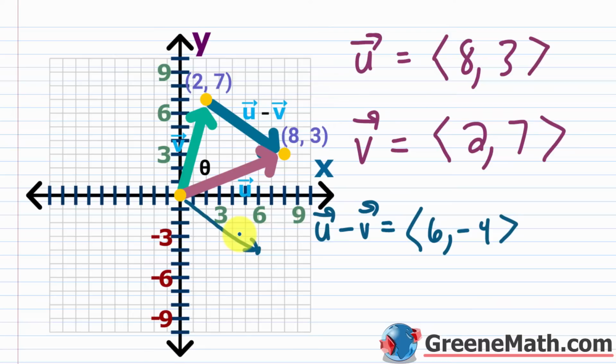Okay, so essentially what's happening is I'm taking this and I'm just shifting it to where the initial point is now at 2, 7, and the terminal point is going to be at 8, 3. You can see that from 2, I would basically just be adding 6, so I'm going to the right by 6 units to get to 8.